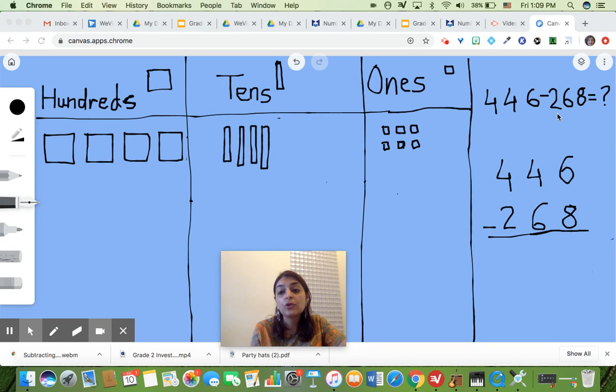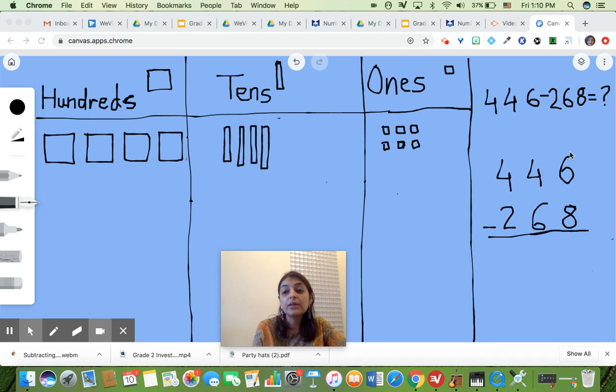Well, I have drawn the number 446. I have drawn 6 ones here. I have drawn 4 tens and 4 hundreds. So this represents the number 446. Well, to subtract, we must start subtracting the ones first.